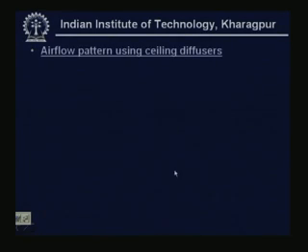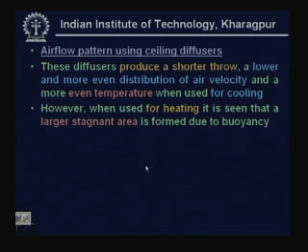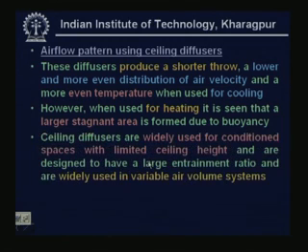Now, let us look at airflow pattern using ceiling diffusers. These diffusers produce a shorter throw, a lower and more even distribution of air velocity and a more even temperature when used for cooling. However, when used for heating, a larger stagnant area is formed due to buoyancy. Ceiling diffusers are widely used for conditioned spaces with limited ceiling height, as I have already explained, and are designed to have a large entrainment ratio and are widely used in variable air volume systems.